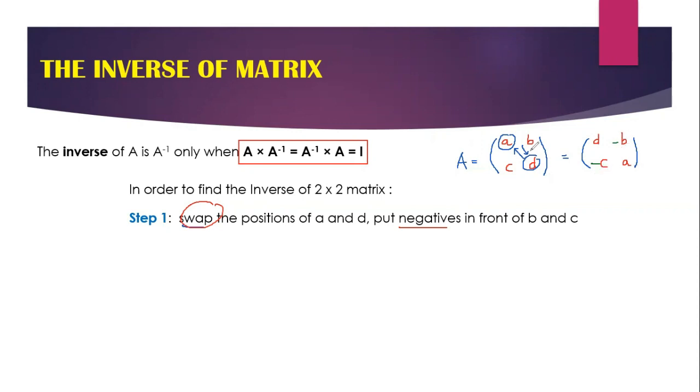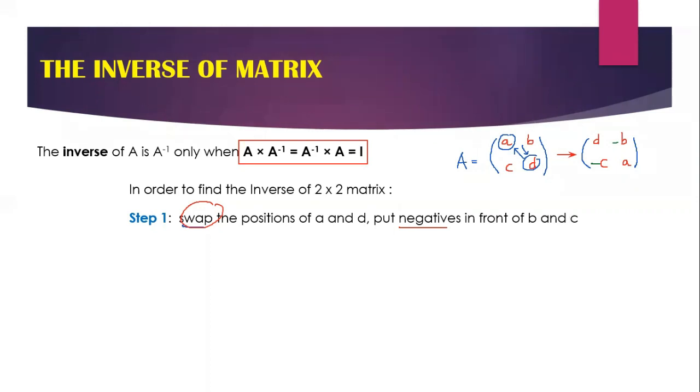Is it clear to everyone? Once again, this is the inverse of matrix, right? This is the first step. Swap the position of A and D and put negatives in front of B and C.